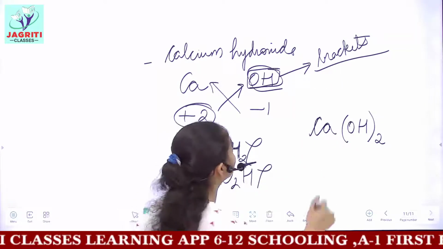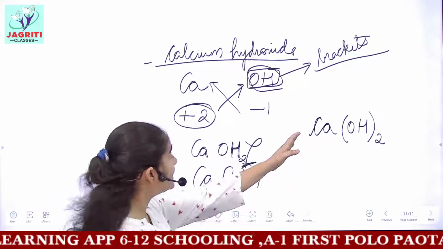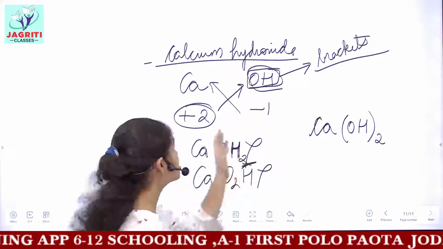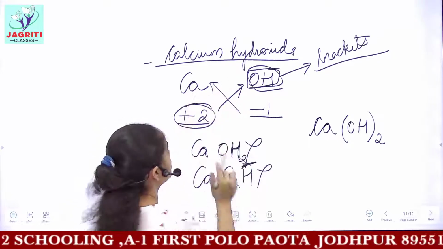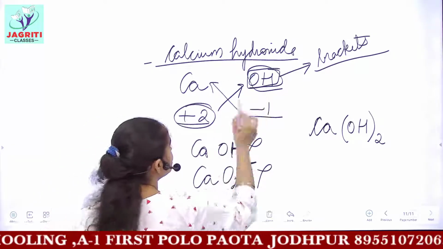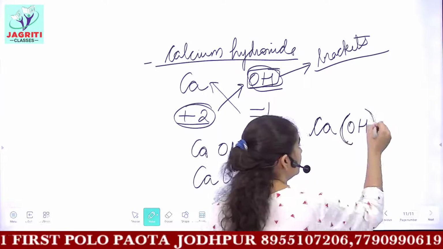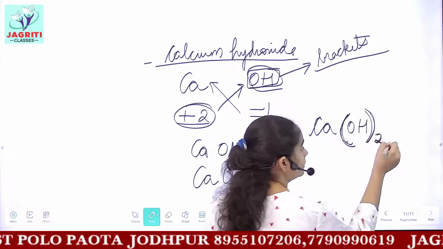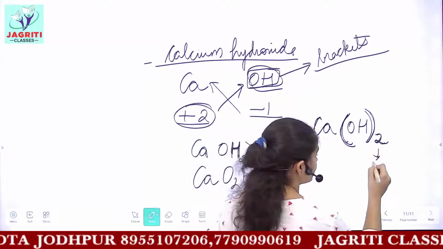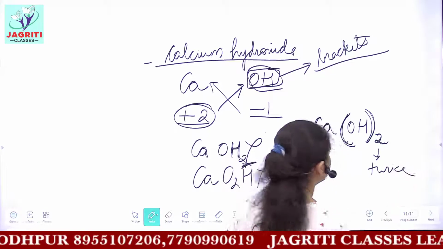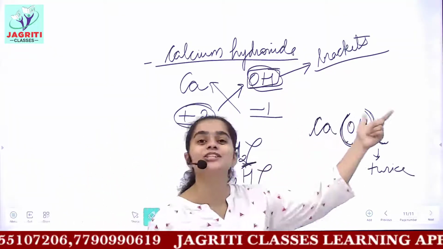So what we have, the formula of calcium hydroxide. For calcium we have Ca, hydroxide means OH. On writing their charges, then you cross multiply the charges, you get Ca1 and OH twice. The number written as the subscript of the polyatomic ion is called twice. So this is called calcium hydroxide, which can be written as Ca(OH)2.